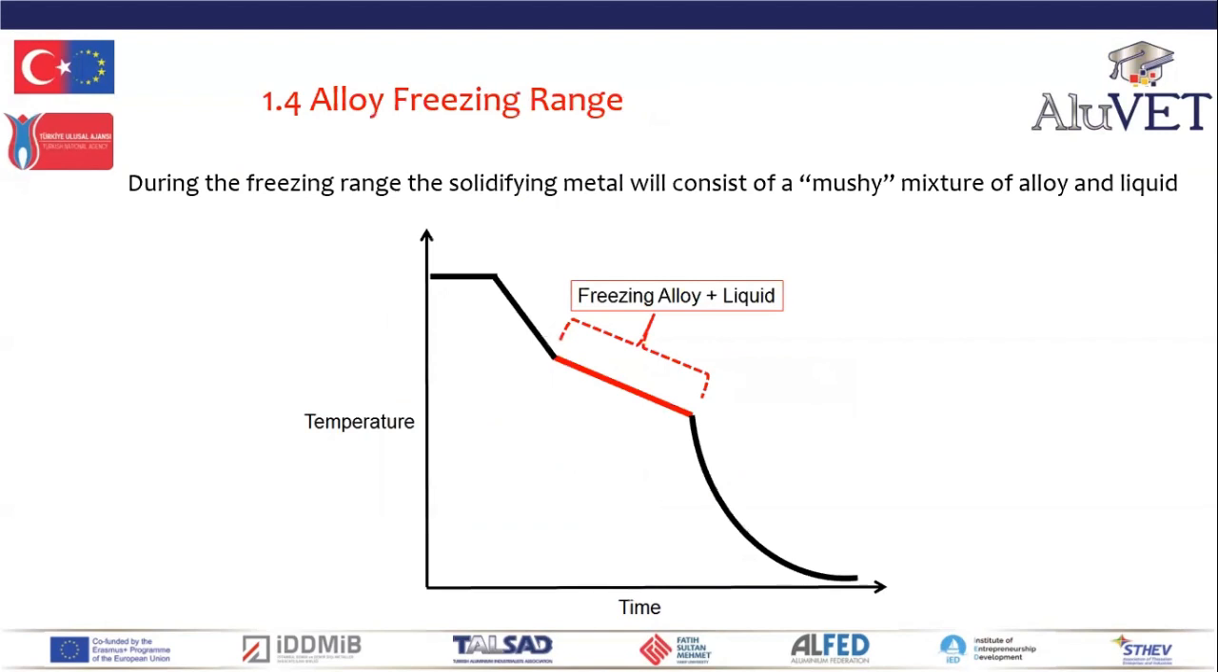Now, it's important to understand that in the freezing range, the solidifying metal will consist of an icy slush mixture of solid and liquid. So in the freezing temperature range, between the freezing start temperature and the freezing finish temperature of an alloy, the freezing metal is a mixture of solid and liquid. It's a slurry of solid islands in liquid. That is very important because it has implications for welding.